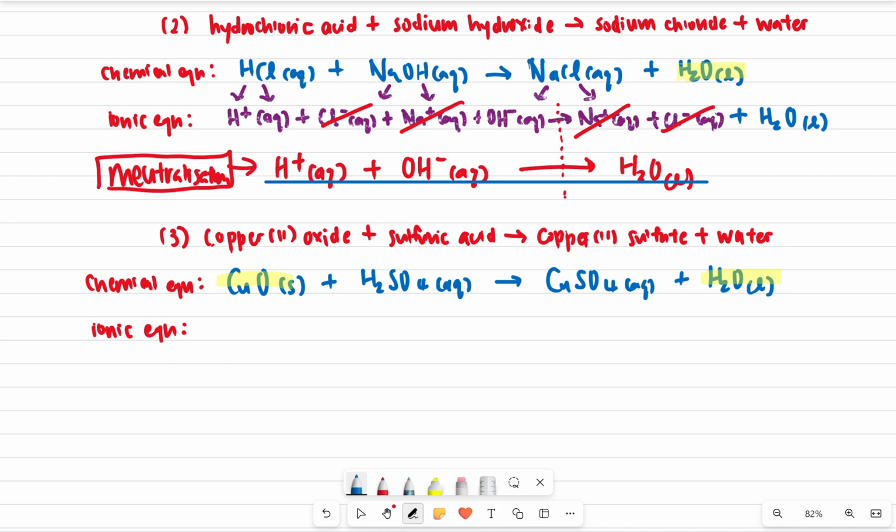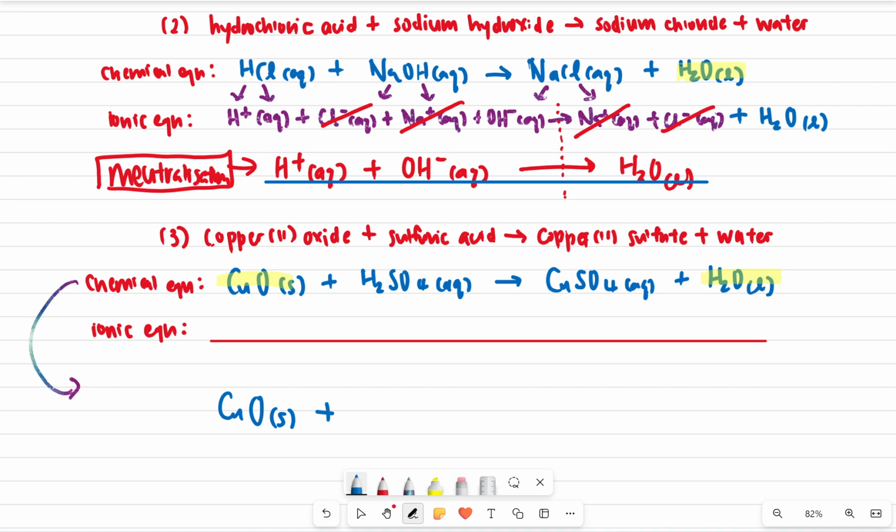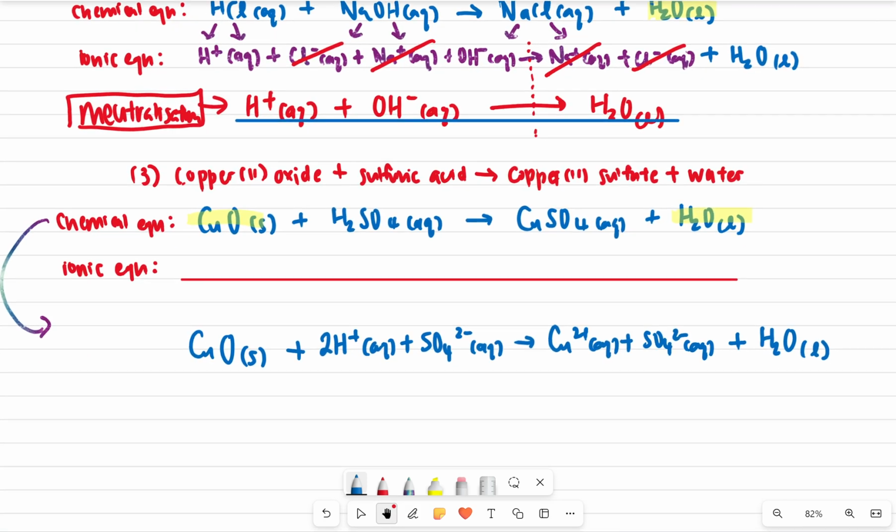Okay, now if this is my line, let's practice writing our working below instead. So CuO solid, I'm going to keep it as CuO solid, plus H2SO4 in aqueous state. I'm going to split it out. So H2SO4 means I have two H+ ions and one SO4 2- ion. And it's going to form Cu2+ ions and SO4 2- ions plus water in the liquid state. I cannot split it up in terms of its ions, so it's going to stay the same.